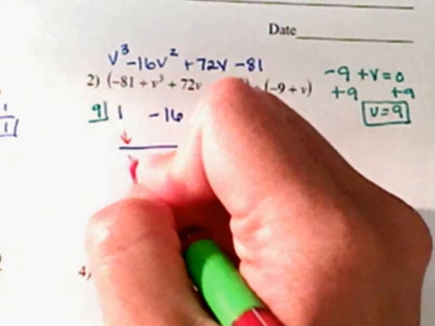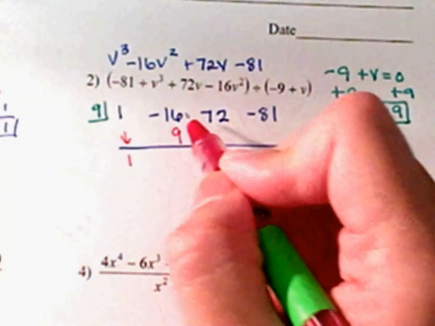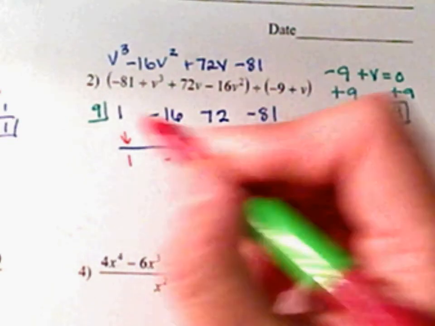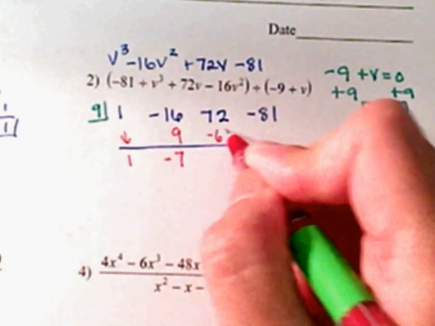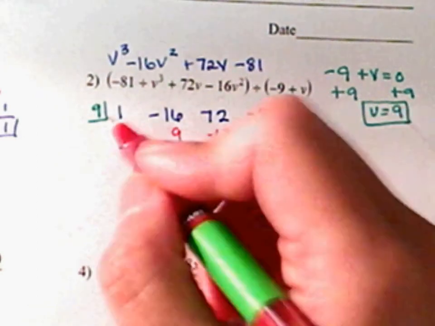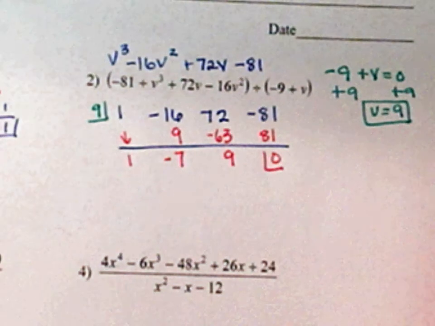Bring down your 1. 1 times 9 is 9. Negative 16 plus 9 is negative 7. Negative 7 times 9 is negative 63. Add, that leaves you positive 9. 9 times 9 is 81. And your remainder is a 0.